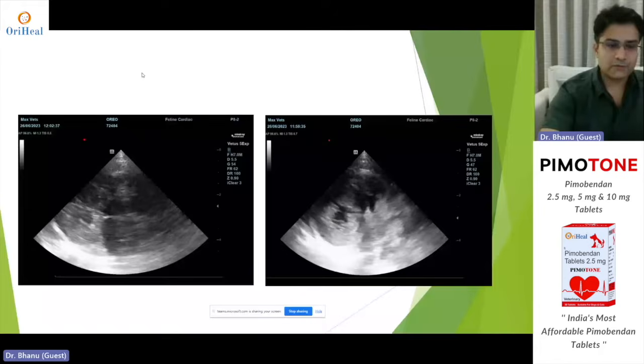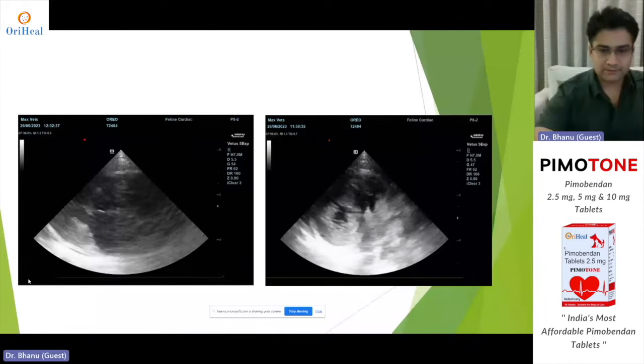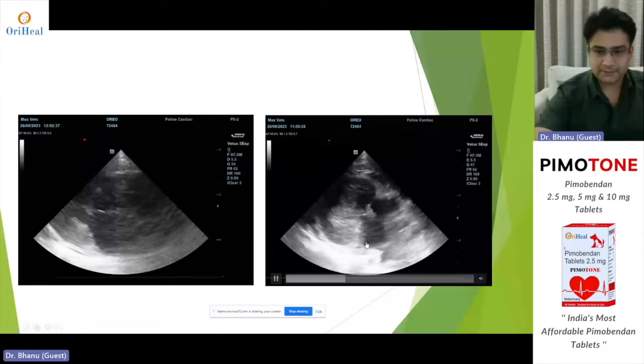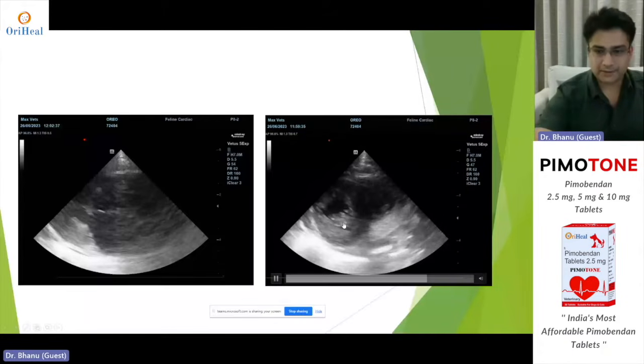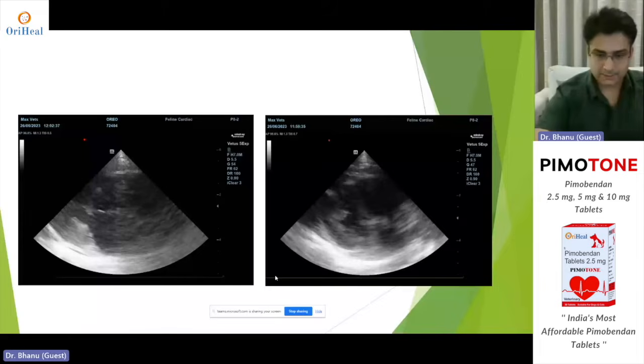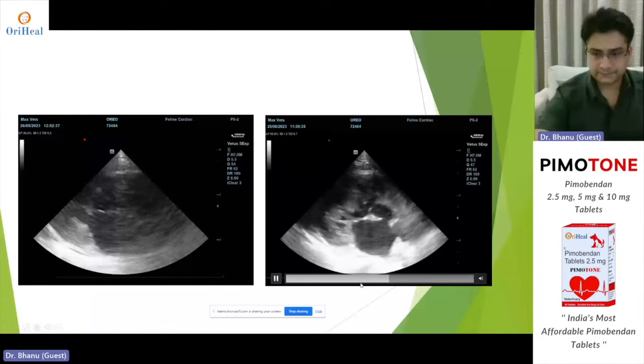I'll be showing you a video clip of how HCM would look when you do an echocardiography. In this, you can appreciate one thing, where my cursor is on the screen is the left atrium, and this is the left ventricle. So you all can appreciate how thickened the walls of the left ventricle are. I'll just pause this clip once to give you all an idea.